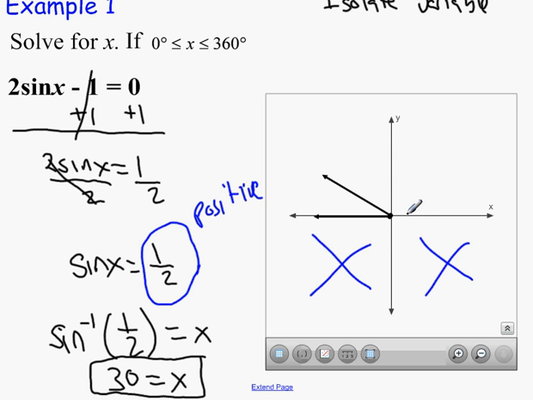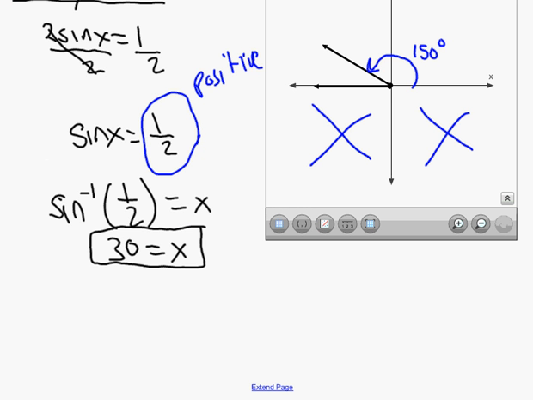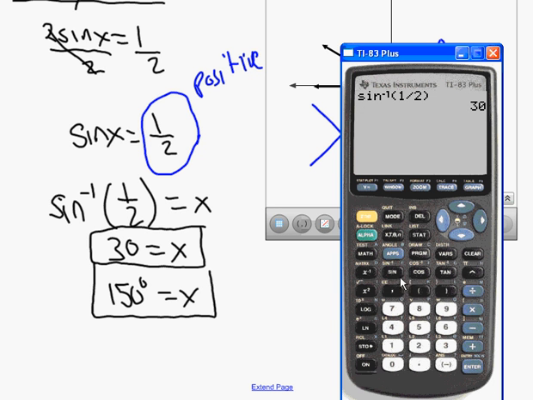So now, what's the measure of this angle here? That's going to be my other x value. The measure of this angle here is 150 degrees. So the other value of x is 150 degrees. So those are my two values of x. And you can test it out. Type in sine of 150 and you're going to see that you get 1/2. See?